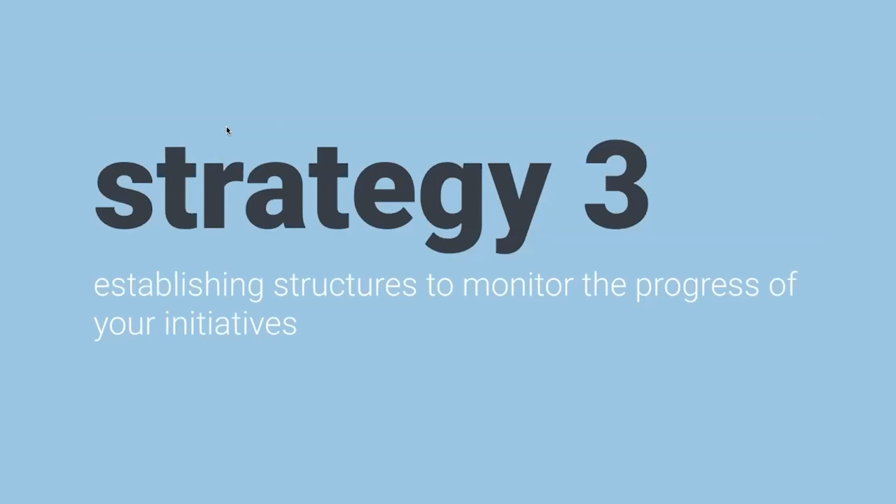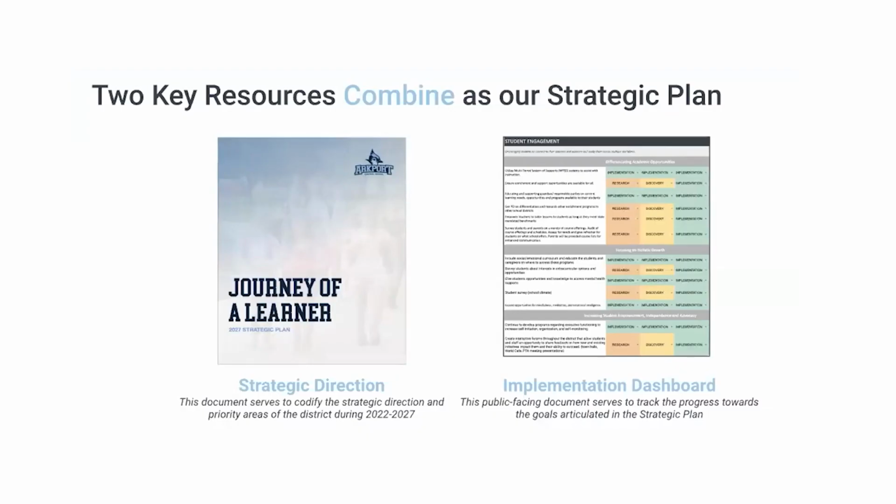So moving on to the third strategy is this idea of establishing structures to monitor the progress of your initiative. It's one thing to say, here are our focus areas, here are our projects, here are our teams. But as the rubber hits the road and the work is actually happening, how can you make sure that the work you're doing is actually contributing to the impact that you would want it to have?